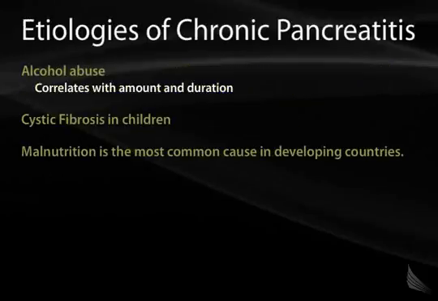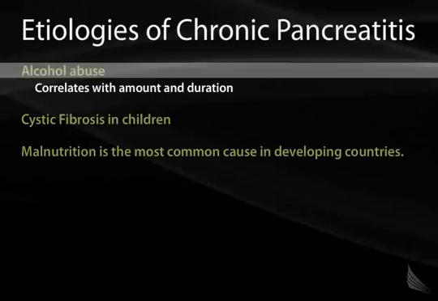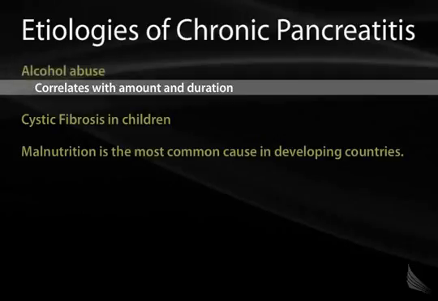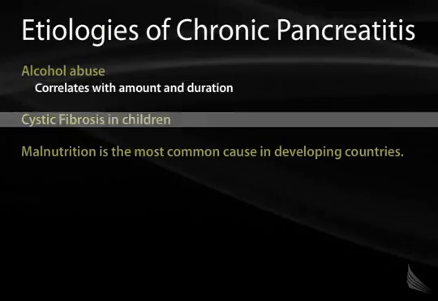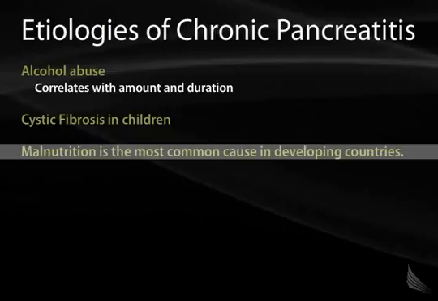Chronic pancreatitis is most commonly caused in the Western world by alcohol abuse and is directly correlated with the amount and duration of alcohol use. It's seen in children with cystic fibrosis, as there's gradual destruction of the pancreas, and malnutrition is the most common cause in developing countries.